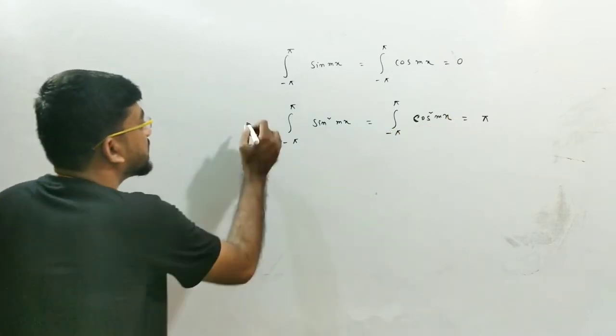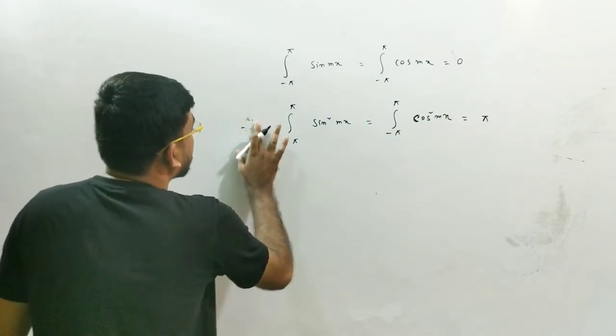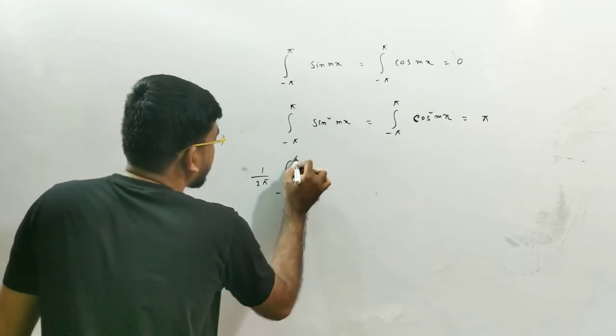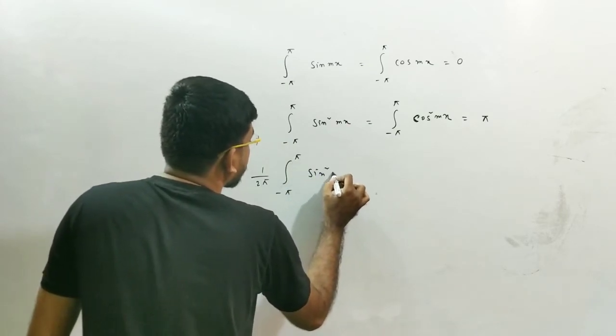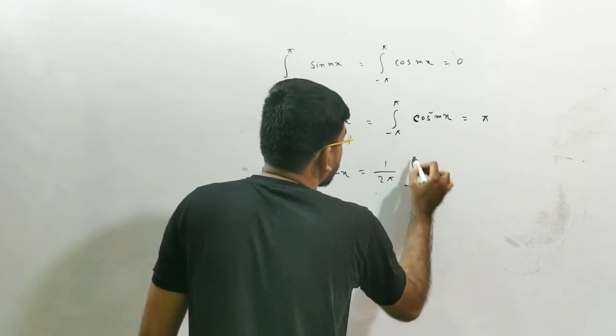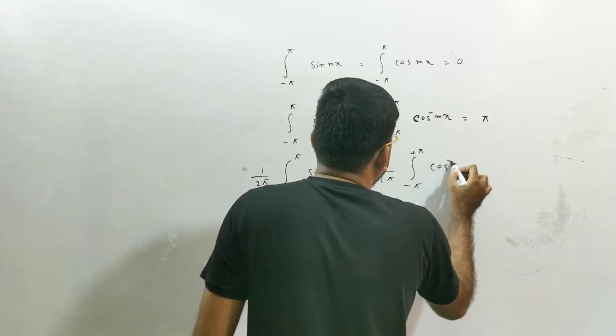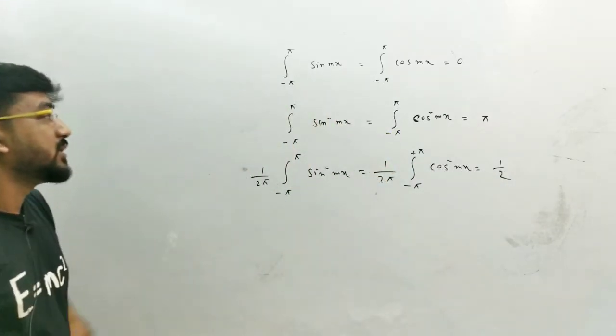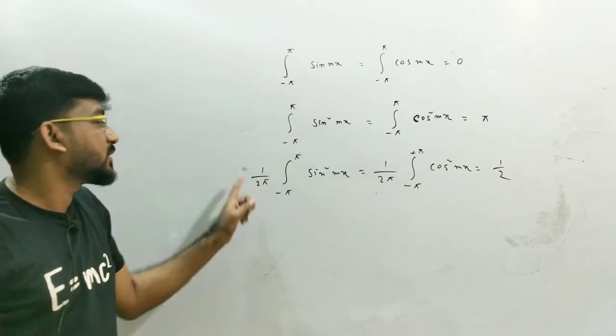In that case you have this kind of situation, 1 upon 2 pi. Let me write this also. If you write it this way, sin square mx is equal to 1 by 2 pi times the integration from minus pi to plus pi of cos square mx, then you will get just half. So this is the average value, but otherwise you will get pi. Please remember this.